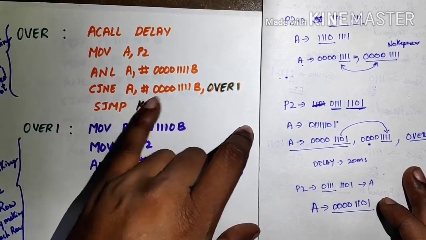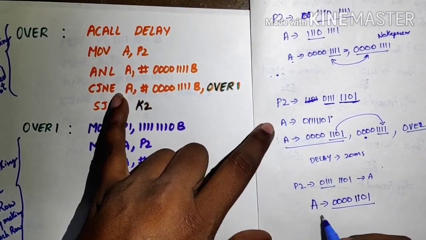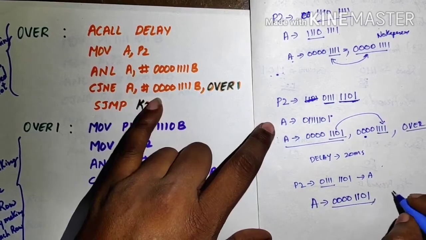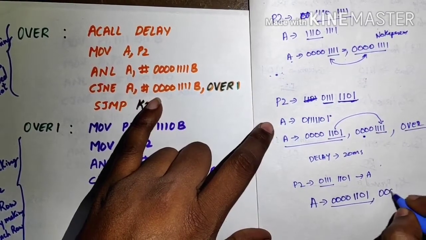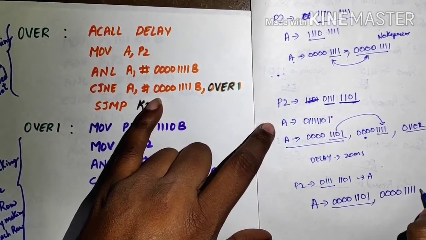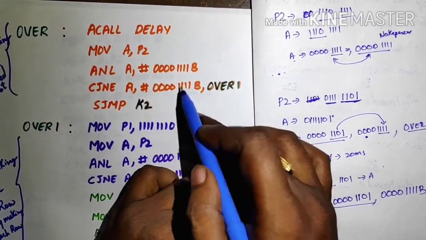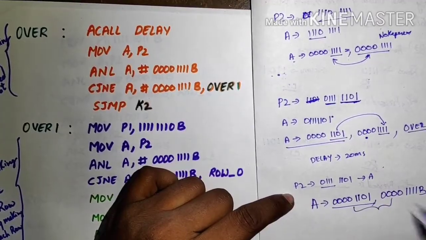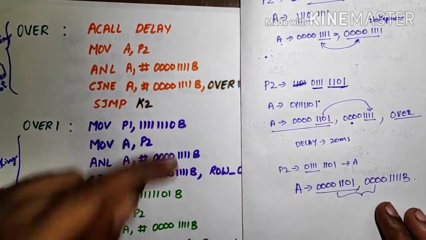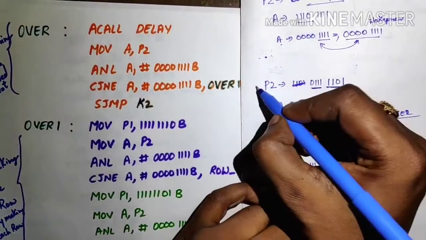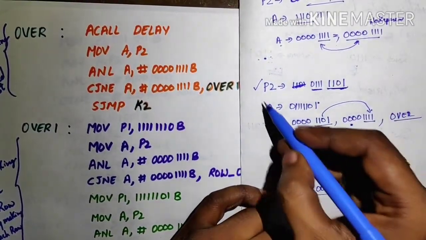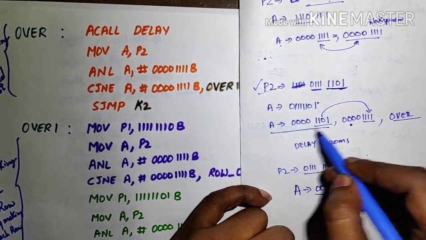Again we are comparing it with the no key press condition, 1 1 1 B. If we clearly see here, these two values are not equal. So in step 2, initially we will read the port value and we will compare it.